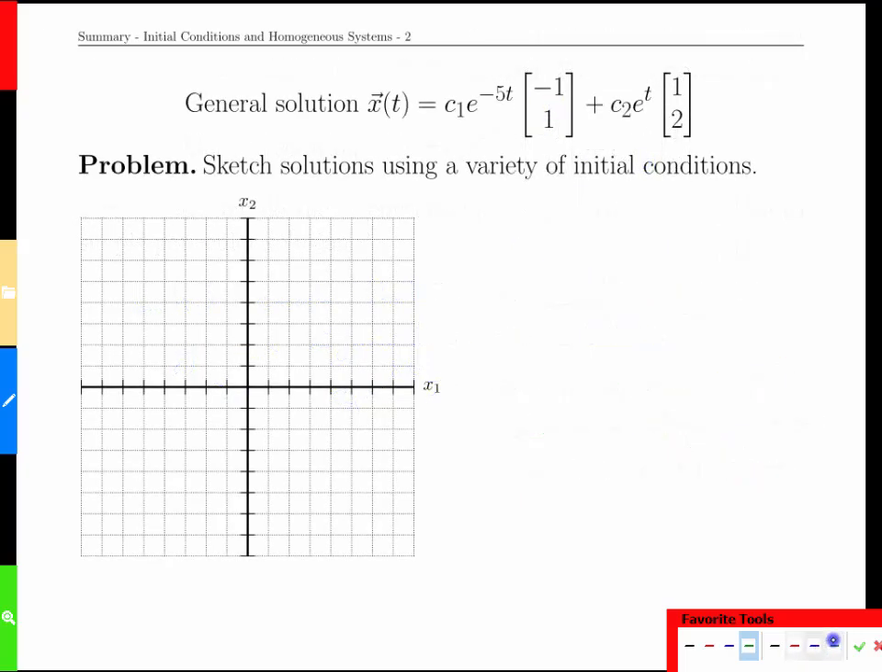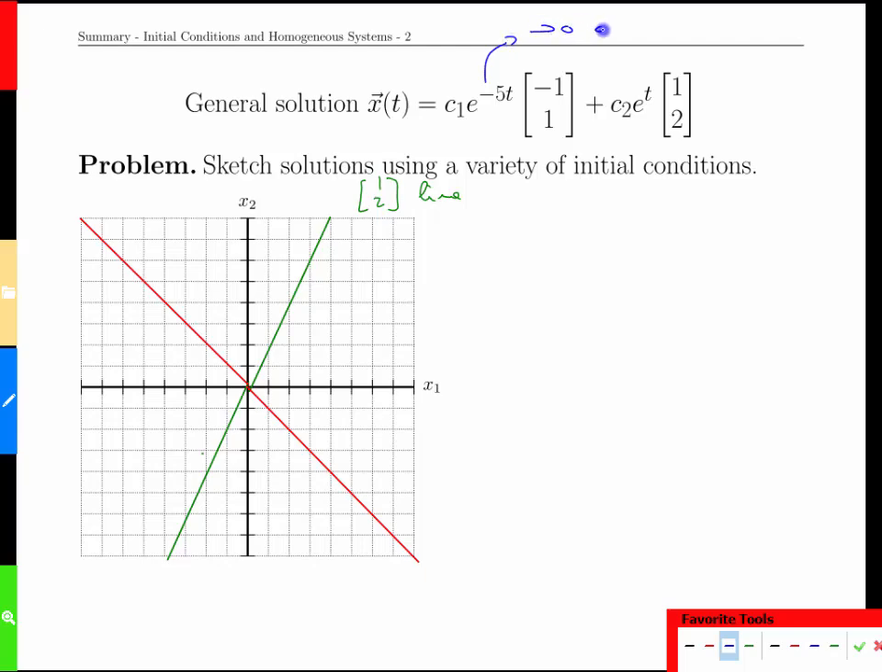What we get with that is these vectors define lines because we can have any multiple of them. So if we take the 1, 2 line here, that's a line defined by the vector 1, 2. And then we take the other line, which is defined by negative 1, 1. That would be the 45-degree line. And then we look at the eigenvalues that go with that. The negative exponentials will approach 0 as t increases, and the positive exponentials here will approach infinity as t increases.